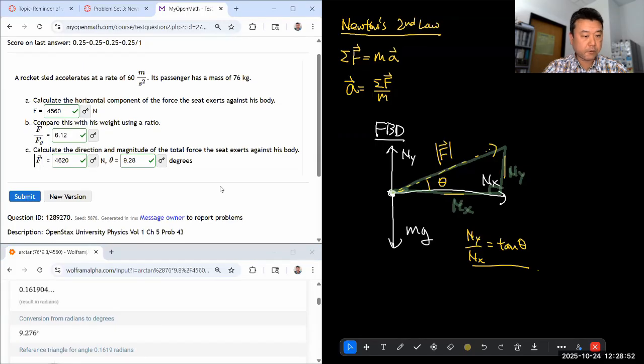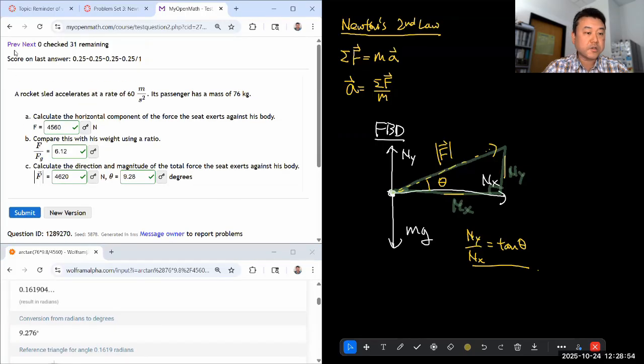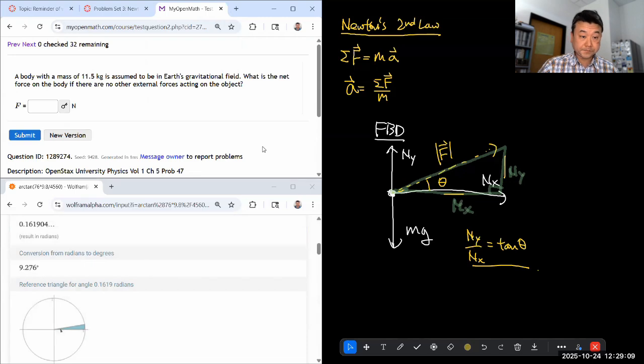I have one more question. Let me get to that and finish this group of 4 questions. Okay, it says a body with some mass is assumed to be in Earth's gravitational field. So I'm assuming gravitational acceleration is g, 9.8. What is the net force on the body if there are no other external forces acting on the object? Yeah, Newton's second law. If it's in Earth's gravitational field, a is g, so it should be mg.